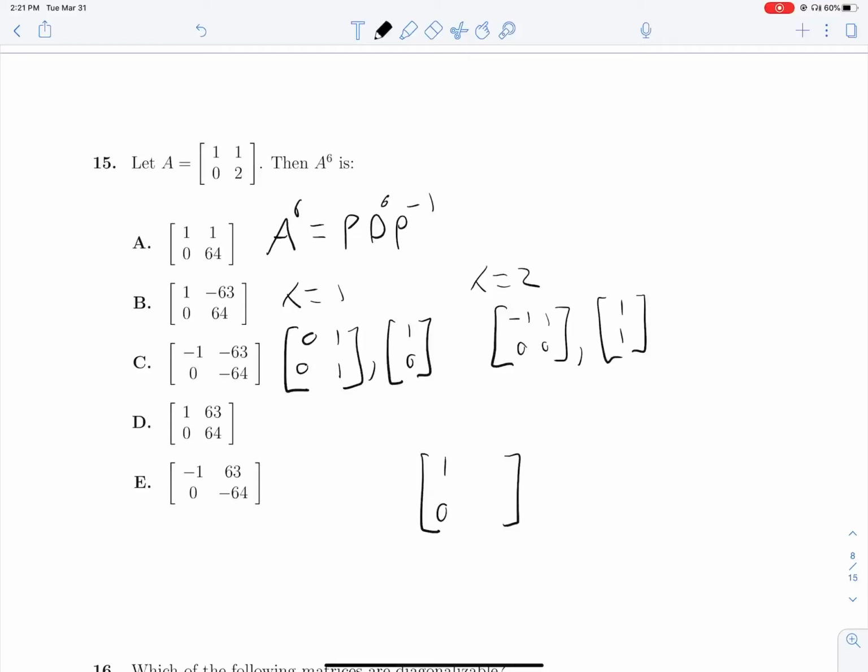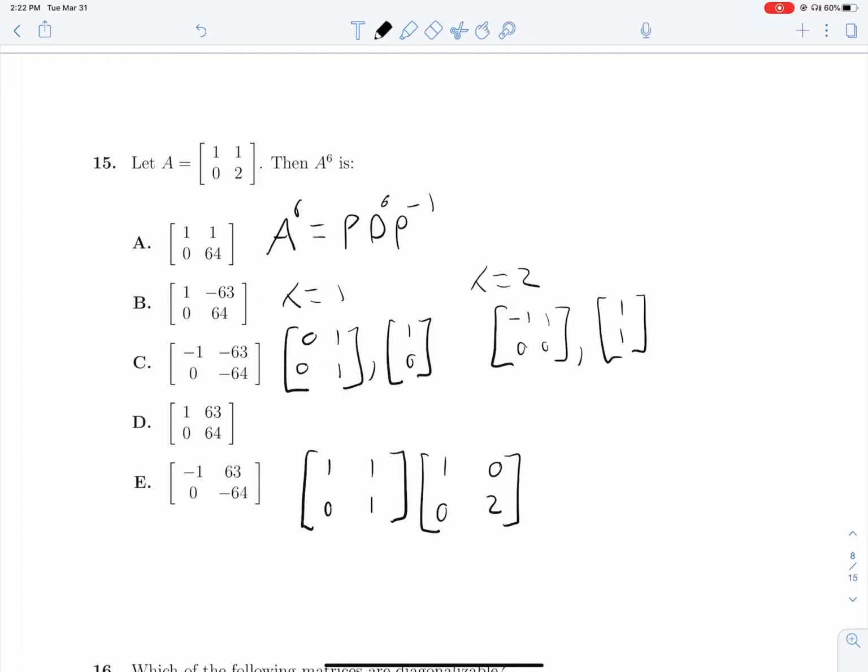So we could put the 2 first, but I'm going to put the 1 first. It does not matter. 1, 0, 0, 2. But what does matter is that the rest of everything follows along in the same way. So the eigenvector corresponding with 1 will have to go on the left of our matrix P. So our matrix P is 1, 0, and 1, 1.